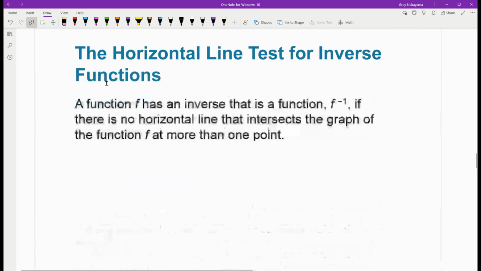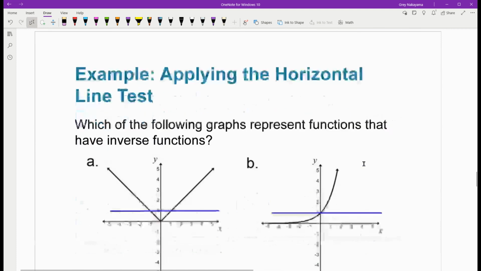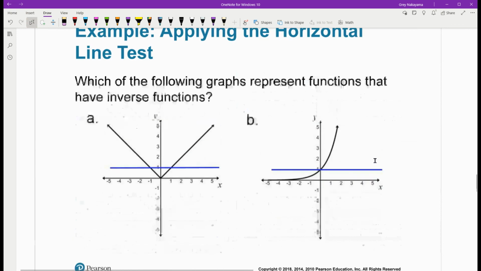That's it. Okay? Now, just like we had a vertical line test for functions, we have a horizontal line test for inverse functions. Okay? And as long as there's no horizontal line that intersects the graph in more than one point, then we can say that it will have an inverse. For example, look at these two here. Which of the following graphs represent functions that have inverses?